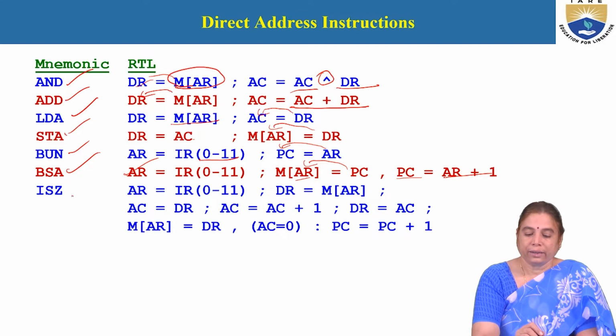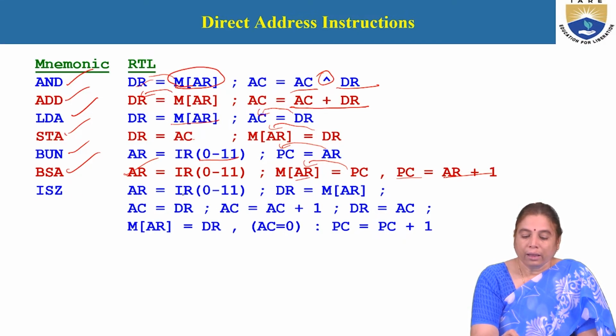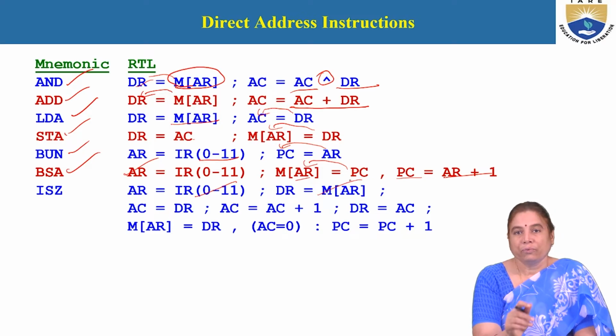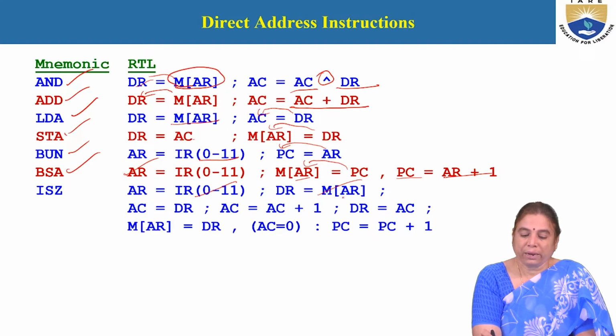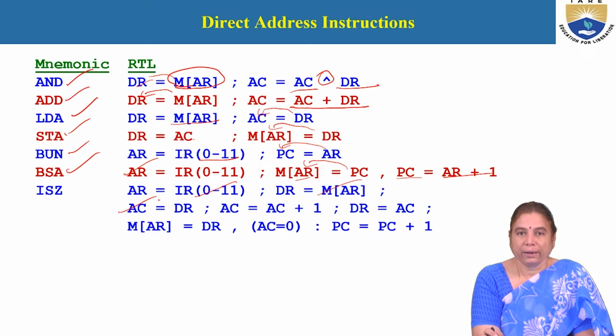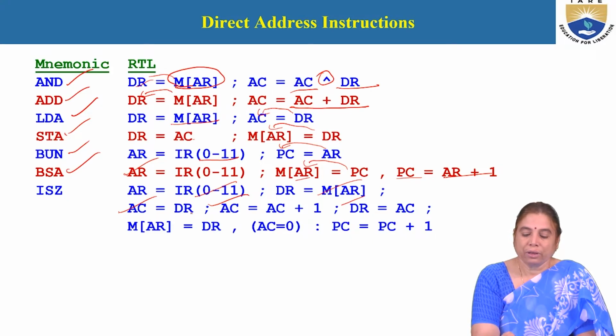Next, ISZ. So here the address register can point to the address that is specified in the instruction. The data register can be loaded with the data that is pointed to by the address register of the memory, and this data register value is assigned to the accumulator. The accumulator value can be incremented, and this incremented value can be moved to the data register, and the data register value can be moved to the memory location pointed to by AR, and testing the AC value.